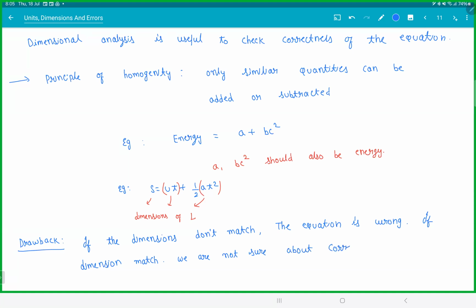That's what I said. When you see the options, if some dimensions don't match, you can say it is wrong. If dimensions match, you can't figure out whether it is right. Example, the same equation, if I write S is equal to UT plus 100 AT square. Now, this equation is definitely wrong, but dimensions match. Have a look at this.